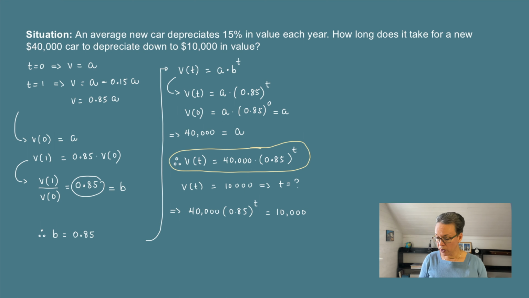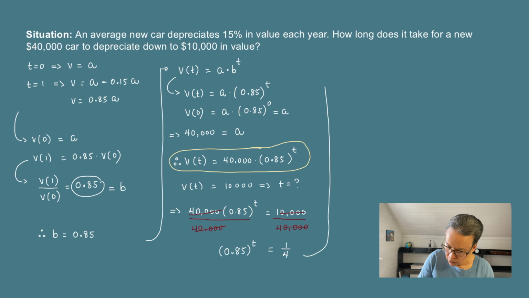And now, folks, we want to be able to isolate t. We want to be able to solve for t. In order to do that, I'm going to have to divide both sides by 40,000. Just like this. On the left side, the 40,000s will cancel. On the right side, I can simplify the fraction. And now I am going to have 0.85 to the t equals 1/4.